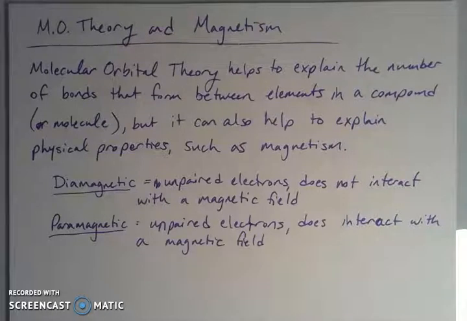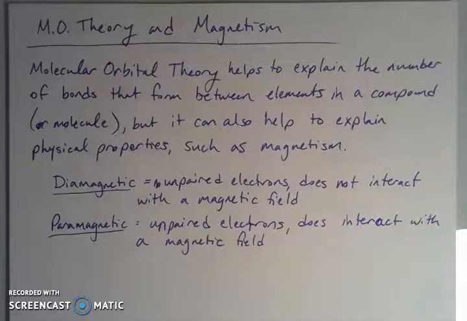So MO gives us a way to explain why certain elements bond together, and it also gives us a way to tell how many bonds things will want to form by looking at the bond order. But extending that further, we can explain some physical properties of molecules, such as magnetism, because magnetism relates to unpaired electrons. If something has no unpaired electrons, meaning everything is in pairs, everything that's spin up has a spin down, then it's not going to interact with a magnetic field. We say that it's diamagnetic.